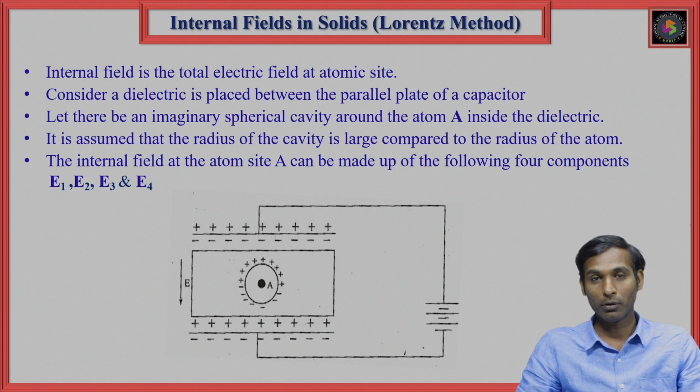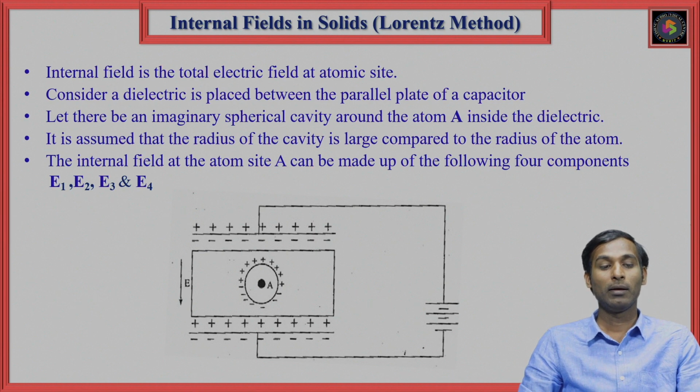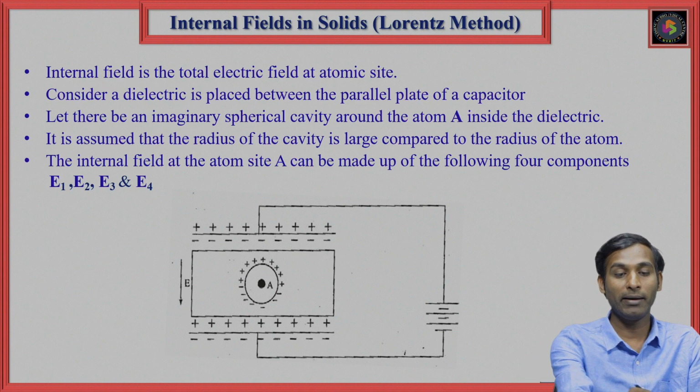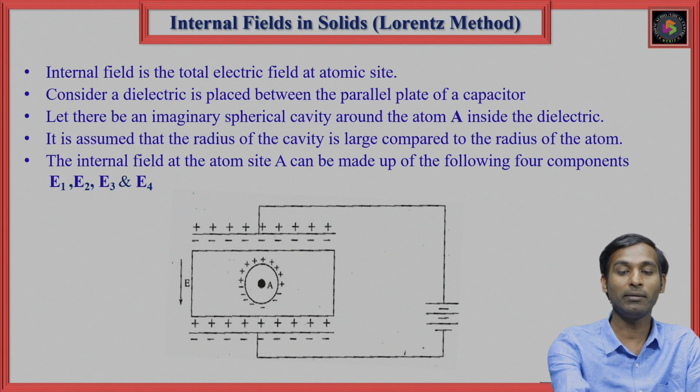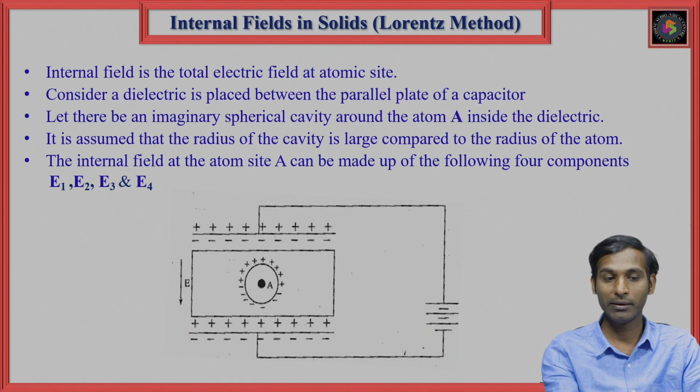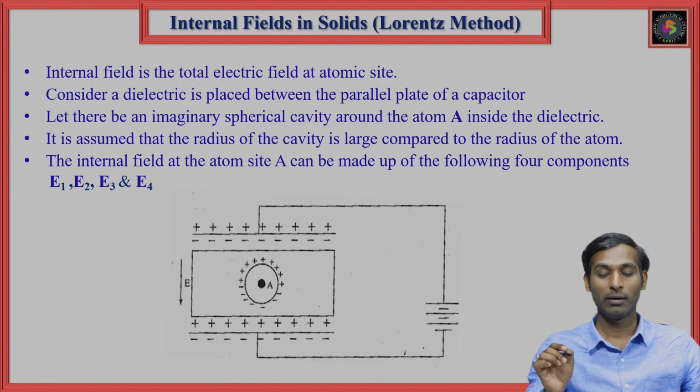One more time, I am repeating: it is assumed that the radius of the cavity is very large compared to the radius of the atom. So we have to find the radius of the atom with respect to the charge dq on the element. So the internal field at the atom site can be made up of the following four components: E1, E2, E3 and E4.